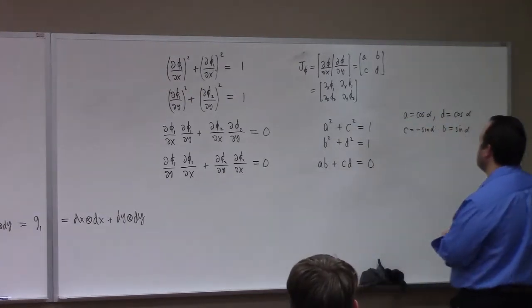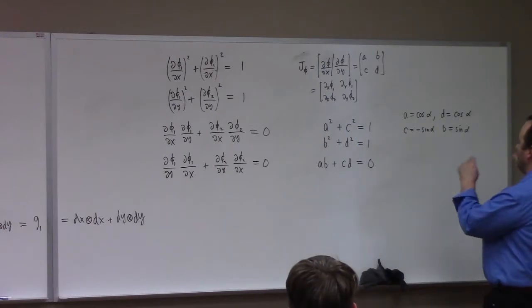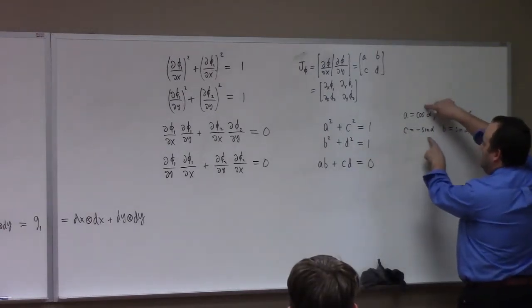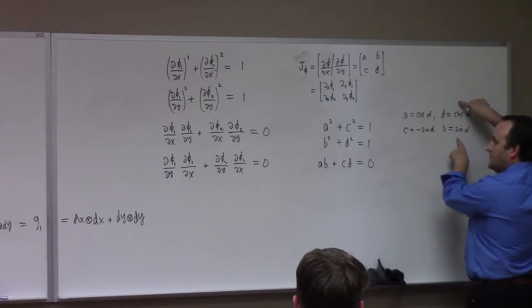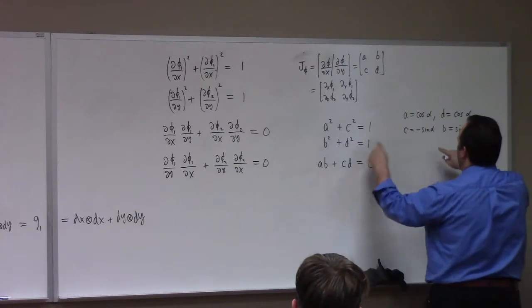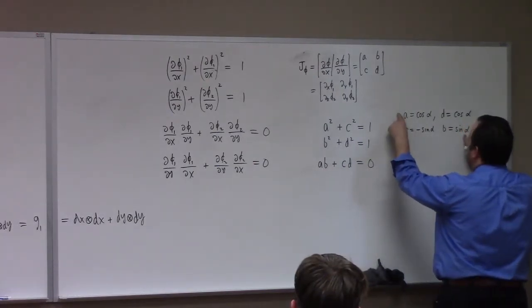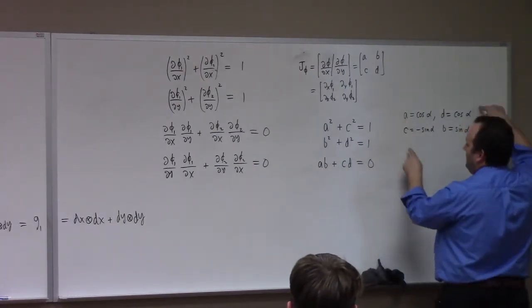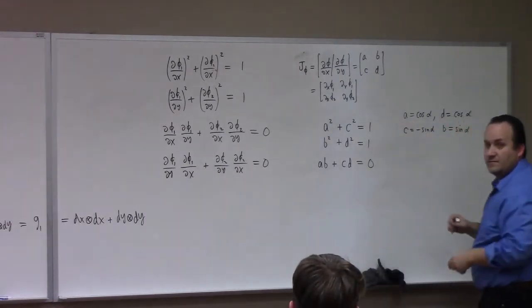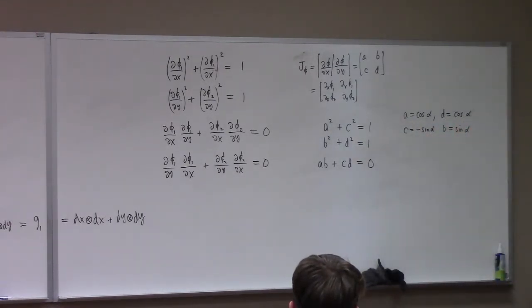That's right. Okay. See, then certainly A squared plus C squared is 1, B squared plus D squared is 1. And then this works out to 0, doesn't it? Because we've got cosine times sine plus minus cosine times sine. So these are satisfied.